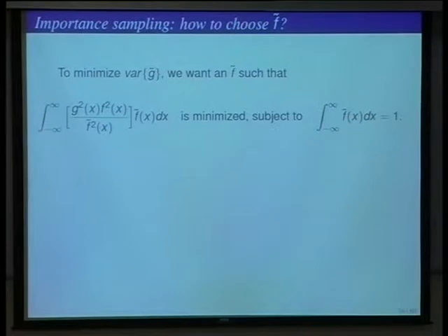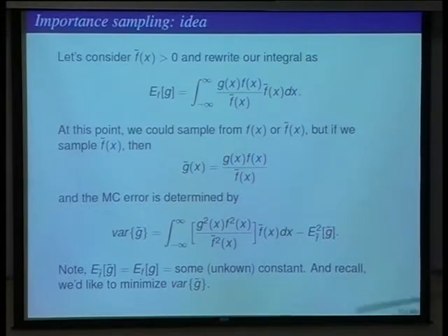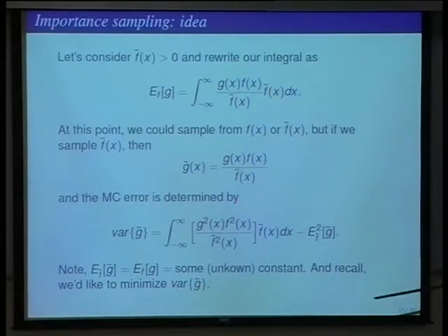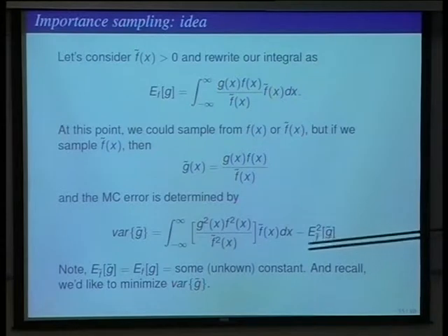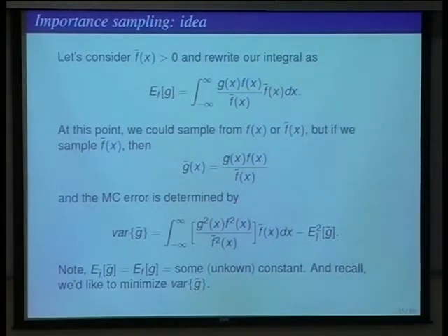So let me go back for a second. The variance actually had two terms, but this term is the square of what we're trying to calculate. And this is a number, right? So there's, I should say, because these are equal, this is a number independent of which F tilde you pick. It's just going to be the expectation of G with respect to F. So to minimize this variance of G tilde, really we're minimizing this first term.